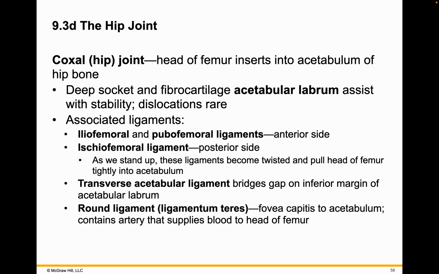There are associated ligaments, the iliofemoral and the pubofemoral ligaments on the anterior side, the ischiofemoral ligament on the posterior side. The transverse acetabular ligament bridges a gap on the inferior margin, and the round ligament, or the ligamentum teres, runs from the fovea capitis to the acetabulum. It has an artery that supplies blood to the head of the femur.